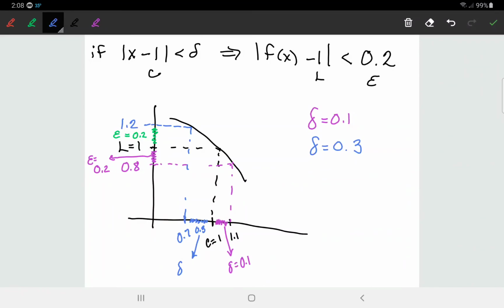Now, we want this to be for every epsilon greater than 0, there will exist a delta greater than 0. So when we're faced with this decision, we want to make sure that we pick the smallest delta because that will force the inequalities to be true. So if the absolute value of x minus 1 is less than 0.1, then for all values, the absolute value of f of x minus the limit, which is 1, will be less than 0.2.